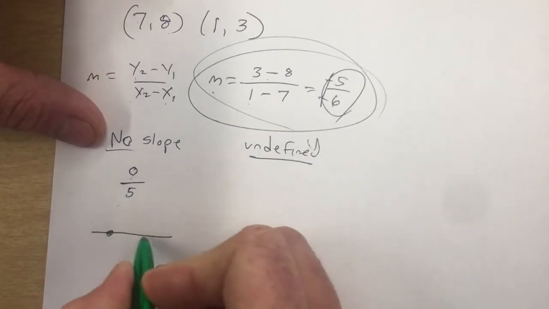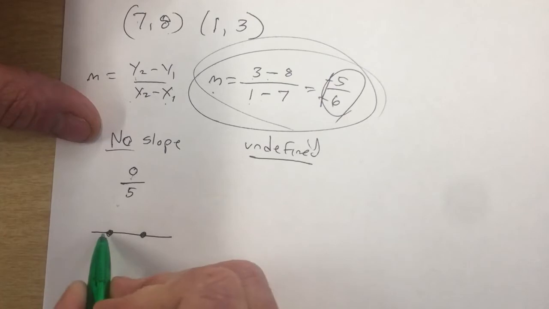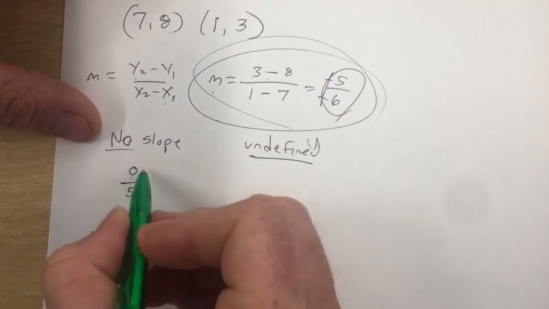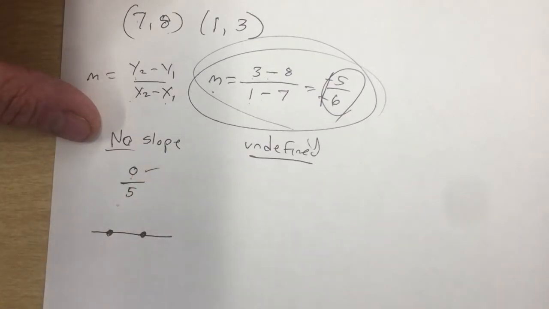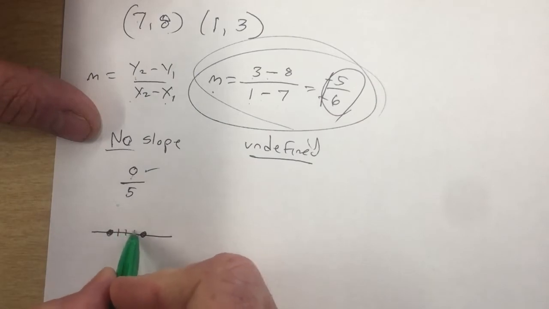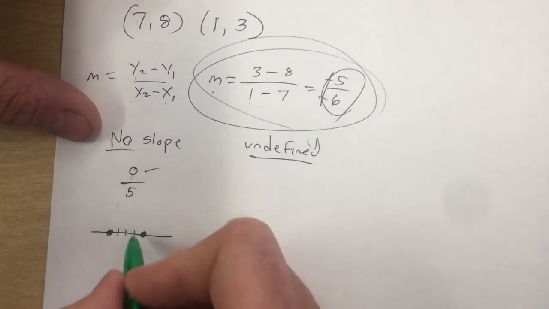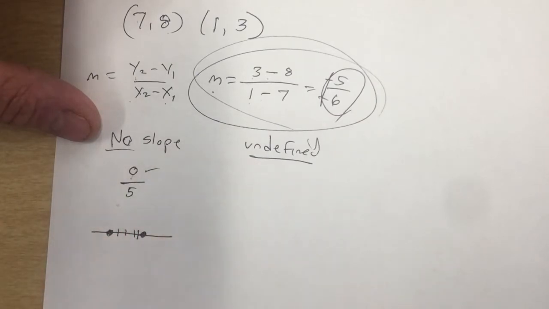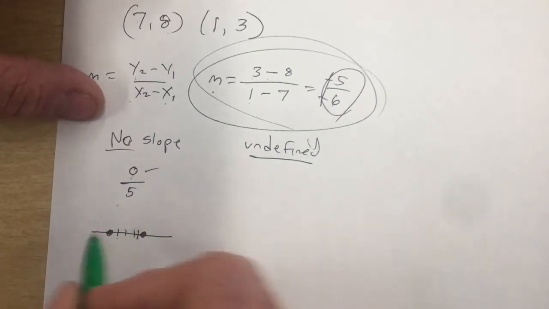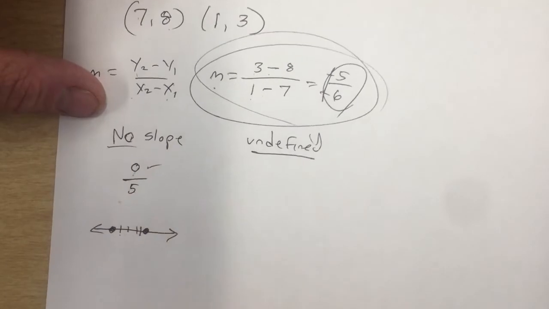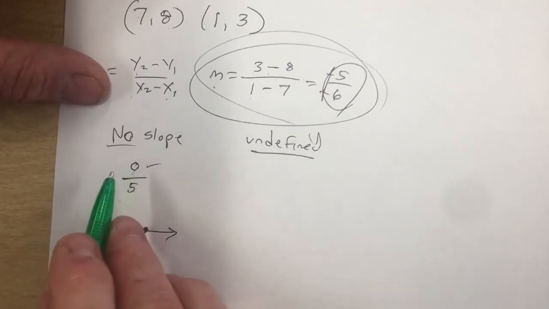If I take these 2 points right here, if I go from this point to that point, well, it does not rise. It has 0 rise, but it has a run of 1, 2, 3, 4. Oh, this is supposed to be 5, so let's put another one there. 5. 1, 2, 3, 4, 5. This has no slope. So a flat line like this right here is a 0 slope or no slope.